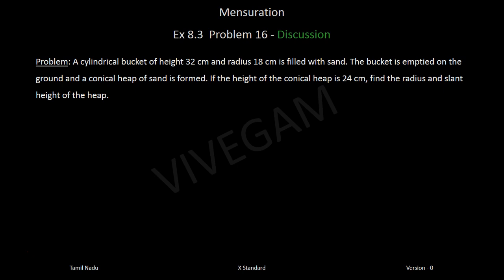Good. So let's mark what is given in the problem. Cylindrical bucket, height of it is 32 cm. Radius is 18 cm. It's full of sand. This bucket is emptied into a conical heap of sand. The height of the cone is 24 cm. Okay, that's all that is given. So let's write it.